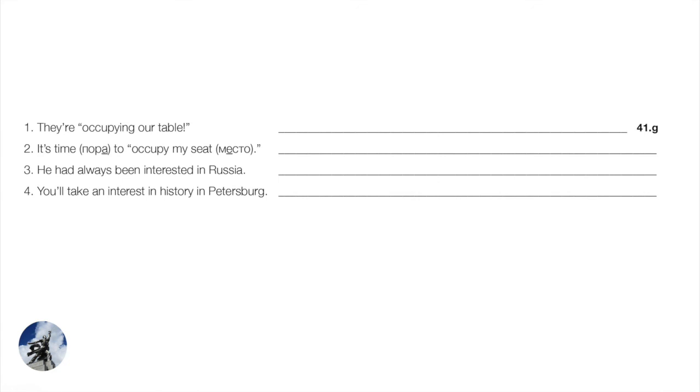Number 3, he had always been interested in Russia. Okay, he had always been interested. That's a prolonged activity in the past. Now, in English, we're using the perfect tense. We don't have that in Russian. So we just need a past tense verb. Now, we could say this two ways, right? We could say Россия его всегда интересовала. Or we could say он всегда интересовался чем, right? By what was he always interested? Россией. Он всегда интересовался Россией.